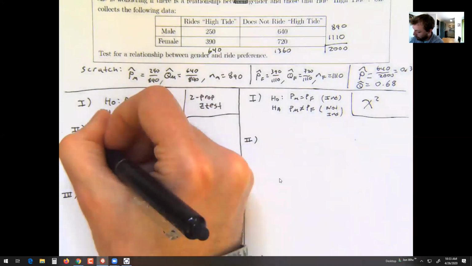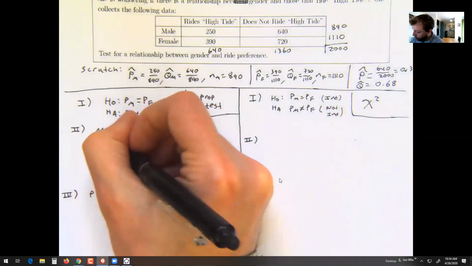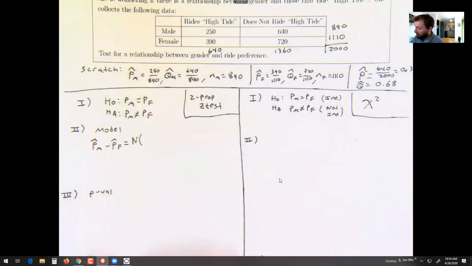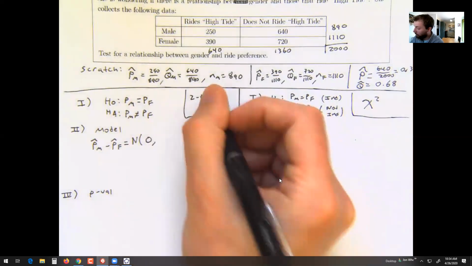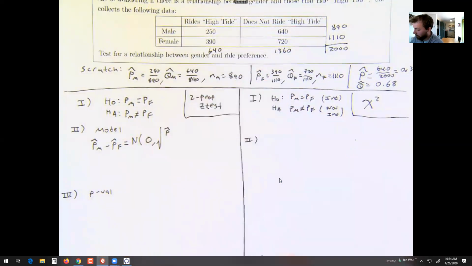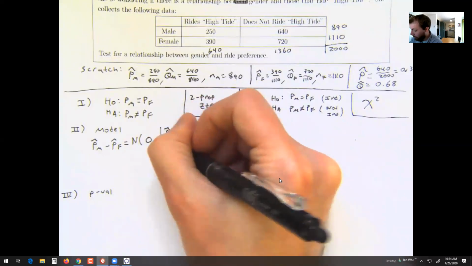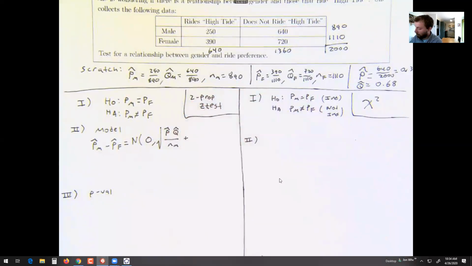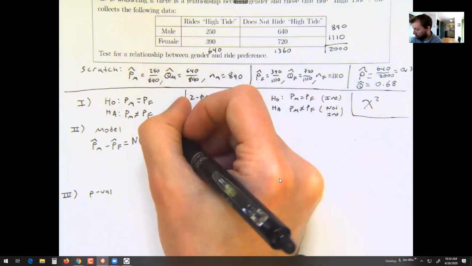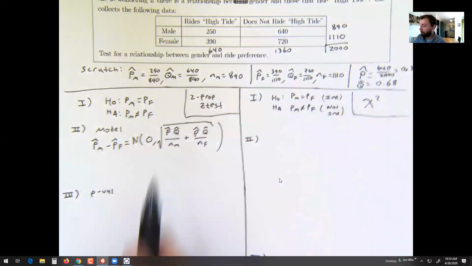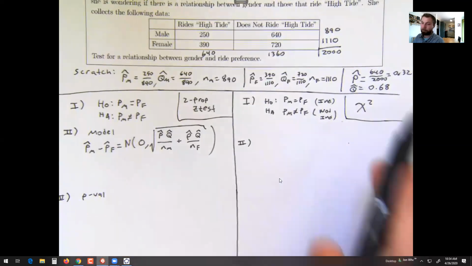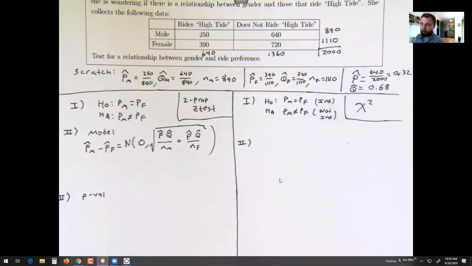My model for this, I'm going to be comparing male minus female. It will follow a normal distribution. The center will be 0. When I do a 2-proportion z-test, I have to pool. And I'm going to take my pooled success rate times my pooled failure rate over number of samples for the first group, pooled success rate, pooled failure rate over the number of samples for the second group. The reason why I'm pooling is in the null hypothesis, I'm assuming the 2 groups look the same. If they look the same, I'm just treating this as one overall success rate, regardless of gender.